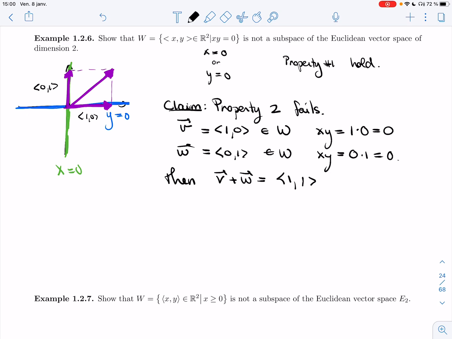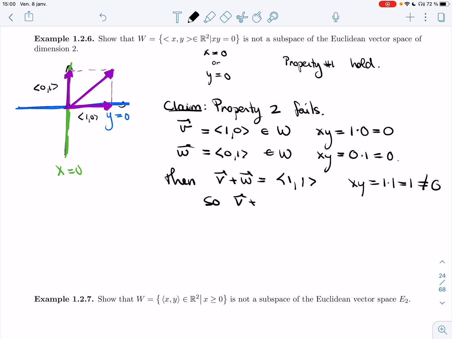1, 1. For 1, 1, x times y is 1 times 1. That's going to be 1, which isn't 0. So v plus w is not in W. All right, so as soon as you found a counterexample, one specific vector v, one specific vector w, both in your candidate for a subspace, as soon as you prove that its sum is not in W, then you've proven that property 2 fails, and so W is not a subspace of E2.